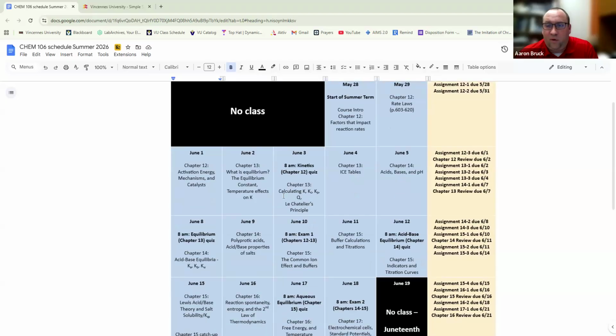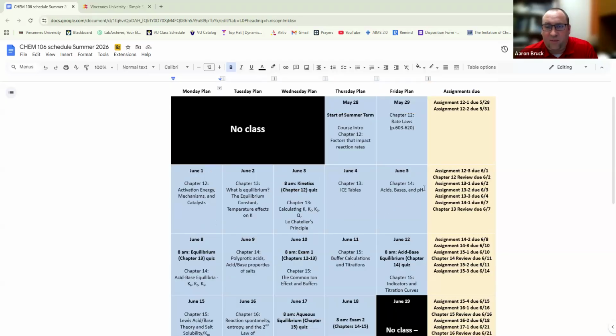So if we go through the plan here, you can see every day we do something, there's an assignment due that night. We do something else, there's an assignment due that night. When we get to quizzes, there is a chapter review assignment that is due the night before the quiz. That chapter review assignment is a bonus assignment.